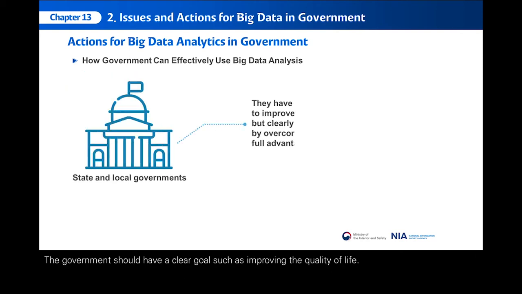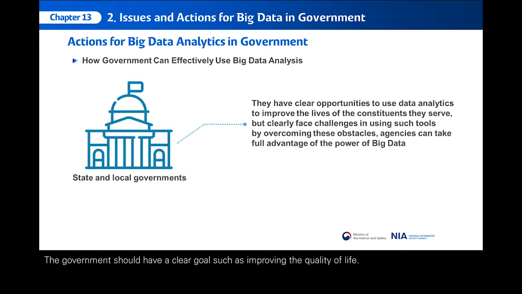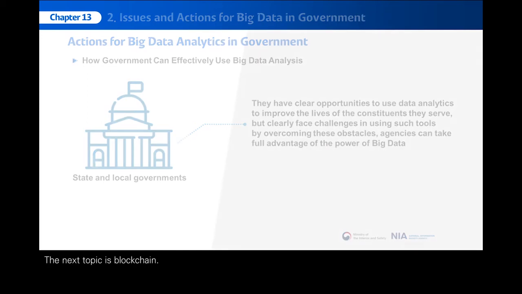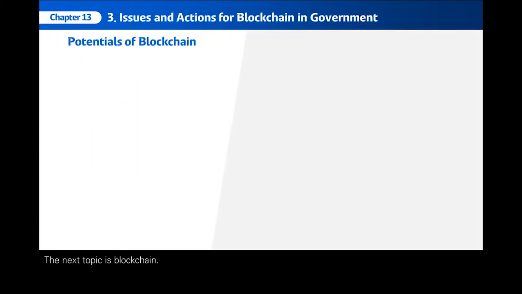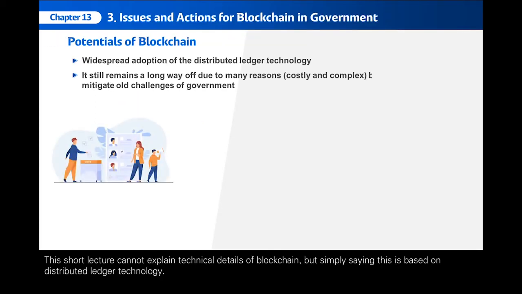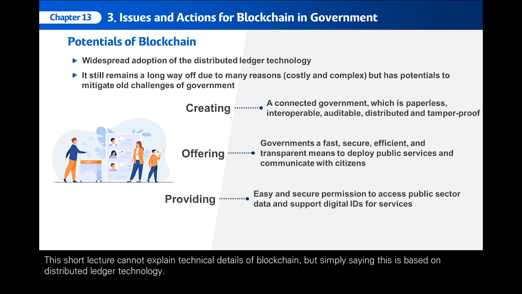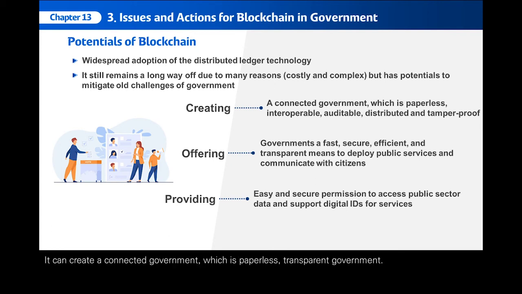The government should have a clear goal, such as improving the quality of life. What could be the full advantage of the big data potentials? The next topic is blockchain. This short lecture cannot explain the technical details of blockchain, but simply saying, this is based on distributed ledger technology. It can create a connected government, which is a paperless, transparent government.